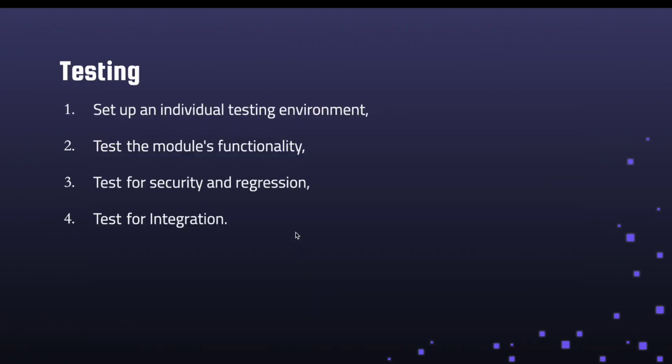To test the offline transaction module in the Bitcoin system, we need to follow a series of steps. Firstly, we must set up a separate testing environment to avoid any crash. Secondly, we need to test the module functionality by conducting various transactions offline. Thirdly, we need to test for security vulnerabilities to ensure the system is not compromised. Additionally, we need to test for regression to make sure new code and enhancements do not break existing functionality. Finally, we must test for integration to ensure the offline transaction module works coherently with other modules in the system.